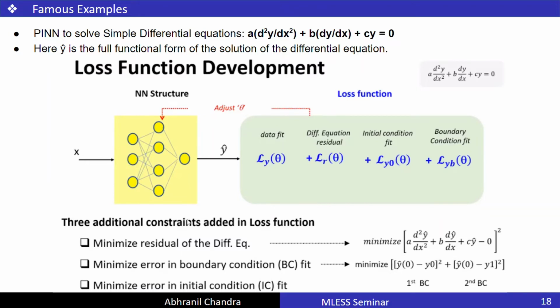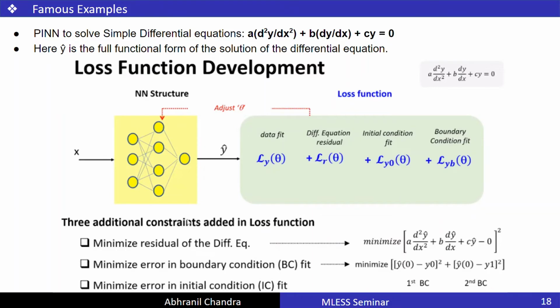PINNs to solve a simple differential equation, a double differential of y with respect to x plus b dy by dx plus cy equals 0. Here y hat is the full functional form of the solution of the differential equation. Now we look into the loss function development. So we first have a simple neural network architecture to predict y hat from the data, and we have a data fit loss Ly of theta, but to that we add the differential equation residual Lr of theta, the initial condition fit Ly0 of theta, and the boundary condition fit Lyb of theta.